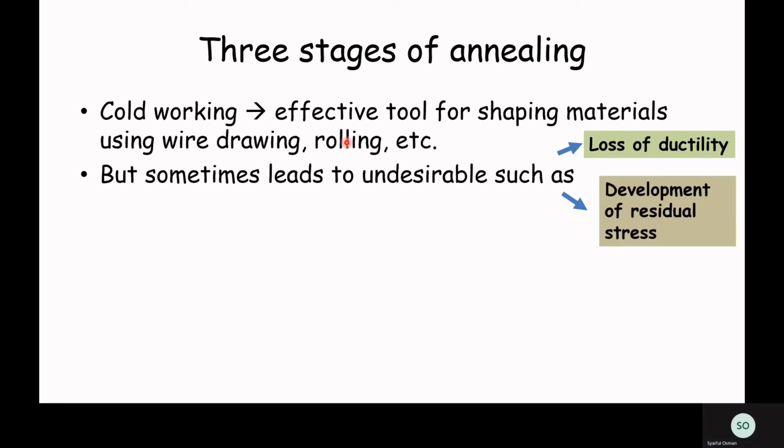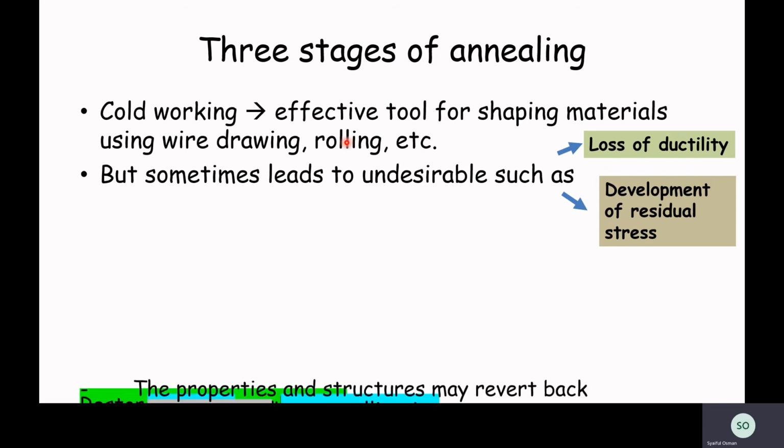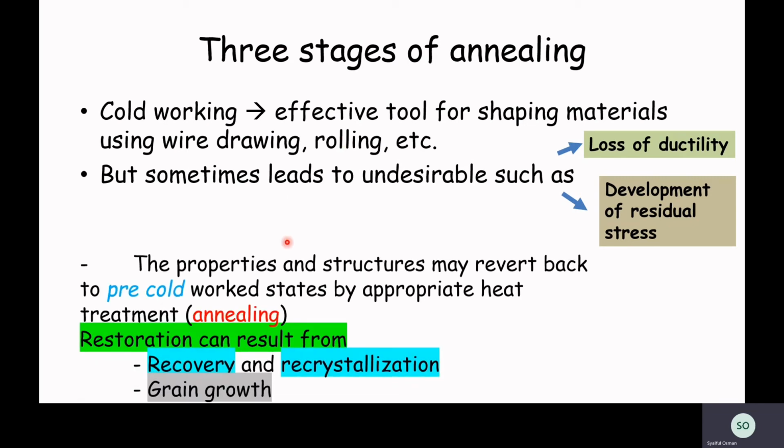The 3 stages of the annealing process proceed as the temperature of the material increases: recovery, recrystallization, and grain growth. Okay, before that, we know the properties and the structure that occur during cold working can revert back to the pre-cold-work state by appropriate heat treatment that we call annealing. And like I have mentioned before, there are three stages of annealing. We have recovery, recrystallization, and grain growth.